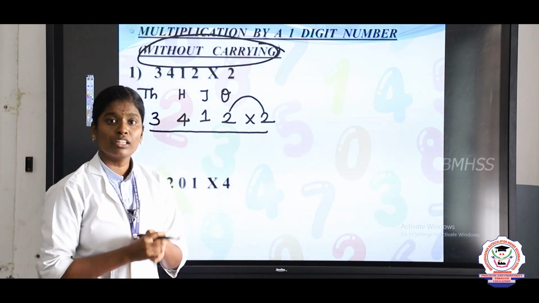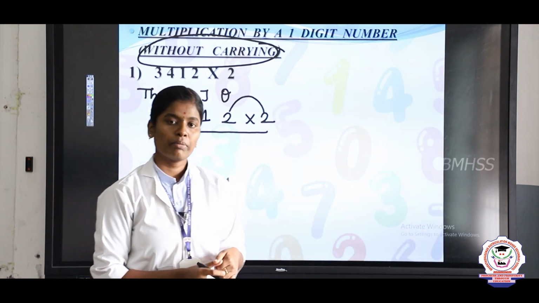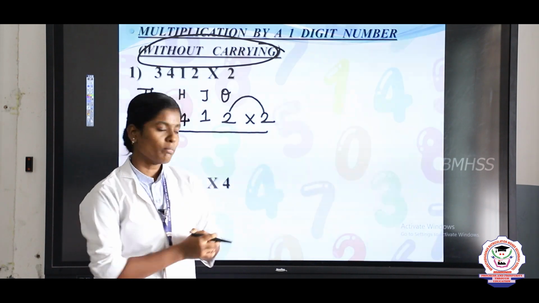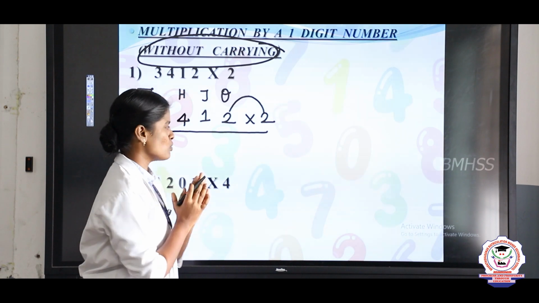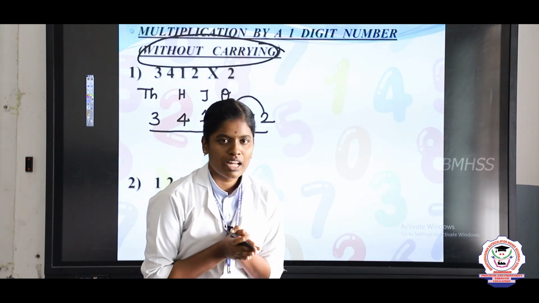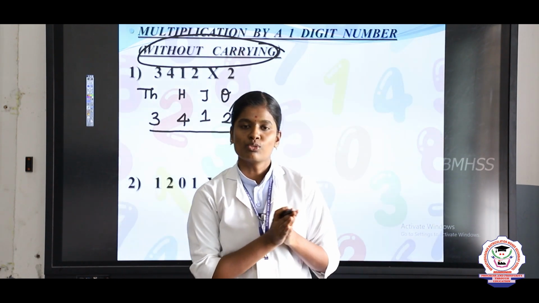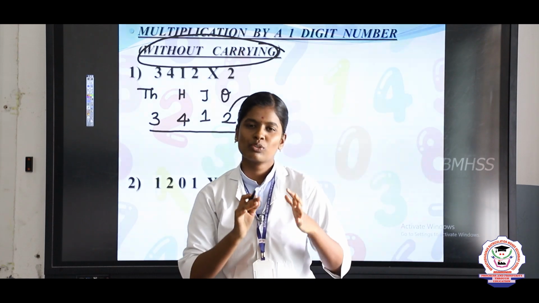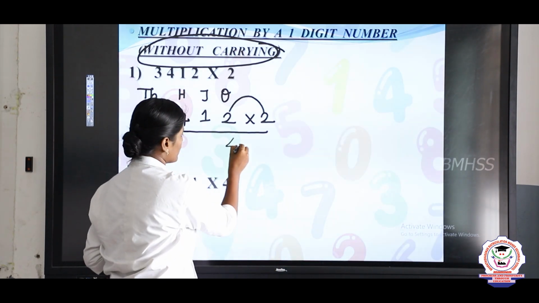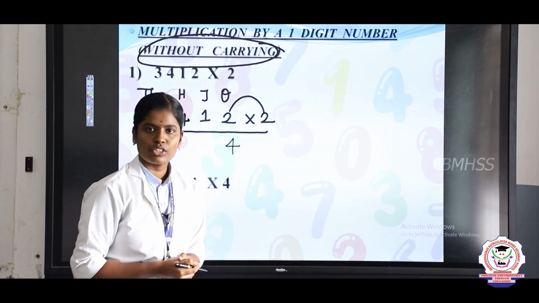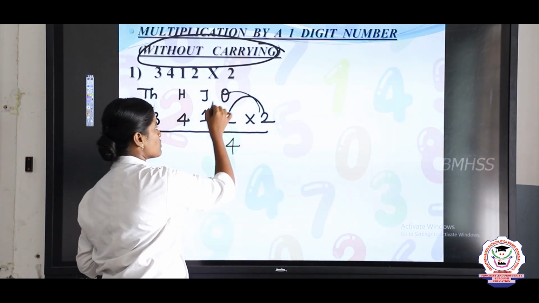2 multiply by 2 ones, and 2 multiply by 1 tens, and 2 multiply by 4 hundreds, and finally 2 multiply by 3000. So what is the answer? 2 twos are 4. That is 2 times of 2. So the answer is 4. Next you will take 2 ones are. So what is the answer? 2 ones are 2 times of 1.